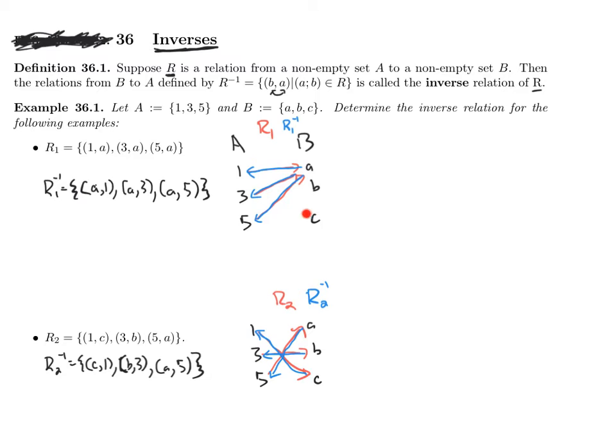So what that means is you avoid situations like here. R1 is not onto. This element C is mapped to by nothing. So in the inverse, there's nothing that maps C to anything. So that means that if a function is onto, it avoids the situation of having something mapped to 0 things. So one-to-one avoids more than 1 in the inverse, and onto avoids 0 in the inverse.